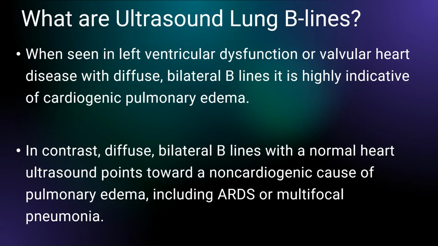So, when seen in left ventricular dysfunction or with valvular heart disease, diffuse bilateral B lines are highly indicative that you've probably got some pulmonary edema underlying. In contrast, in the presence of a normal left ventricle with B lines being seen, it suggests a non-cardiogenic cause is more likely.